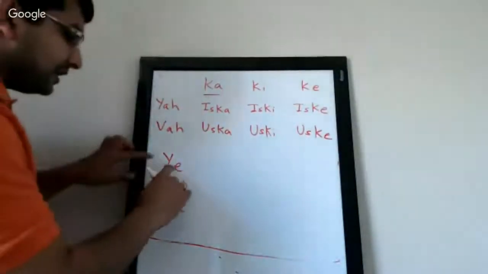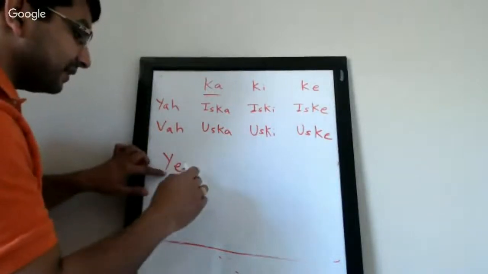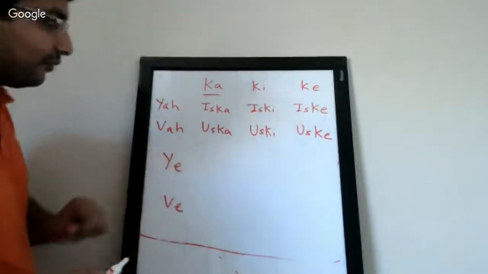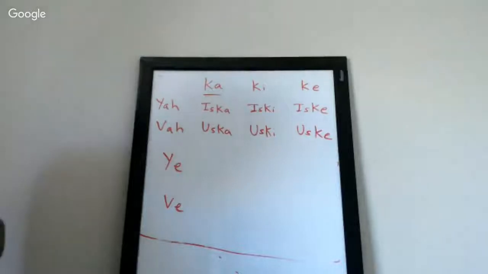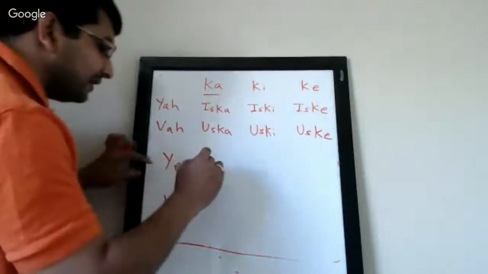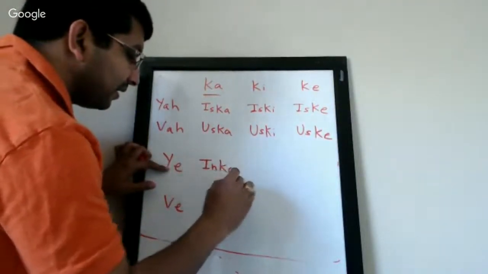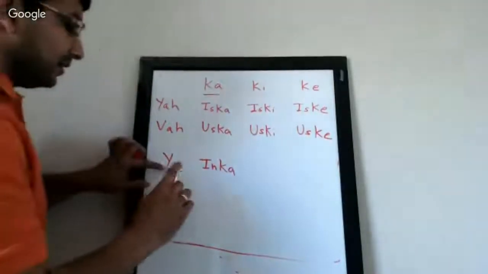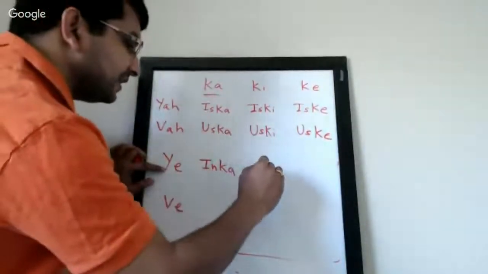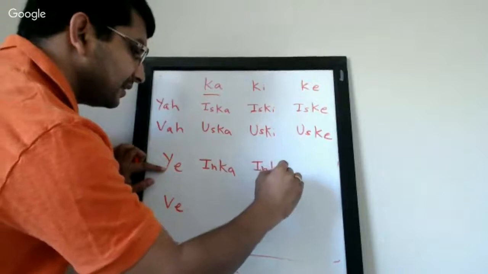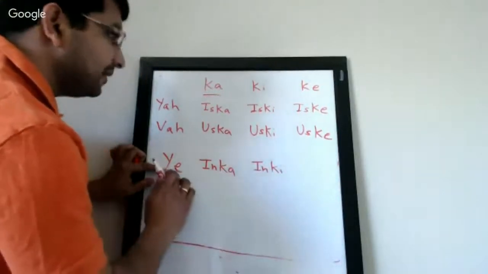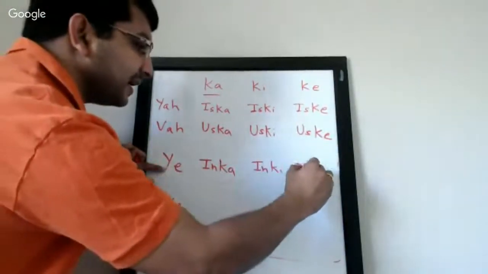Right? Similarly ये, which is these, what will be ये plus का? Very good, right? So it will be इनका. ये plus की is इनकी, ये plus के is इनके.